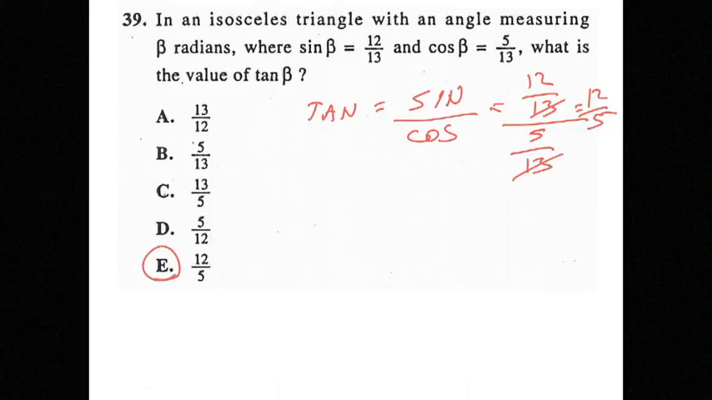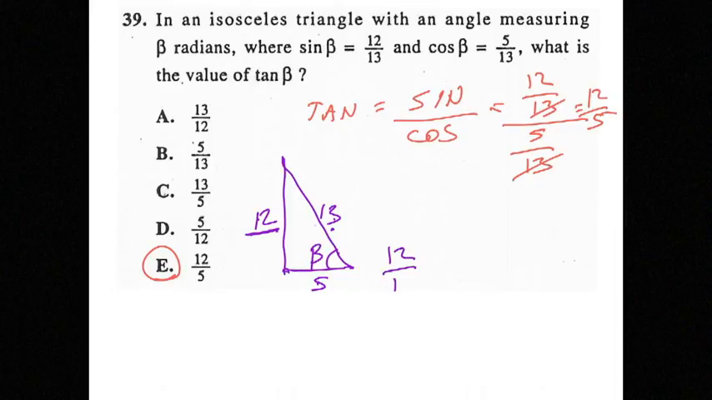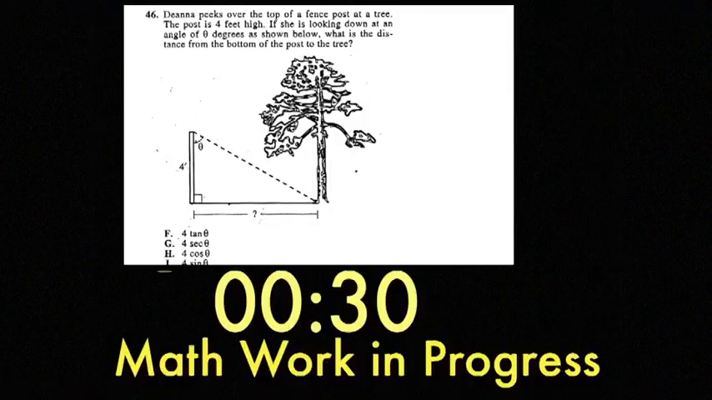But let's look at it from our triangle standpoint. If I draw the triangle like this, remembering that I've got a 13 for the hypotenuse, a 12 for the opposite, and a 5 for the adjacent, and this is beta. Now, what I see is my sine is going to be 12 over 13, the cosine is 5 over 13, so the tangent would be opposite 12 over 5, and it works that way as well.